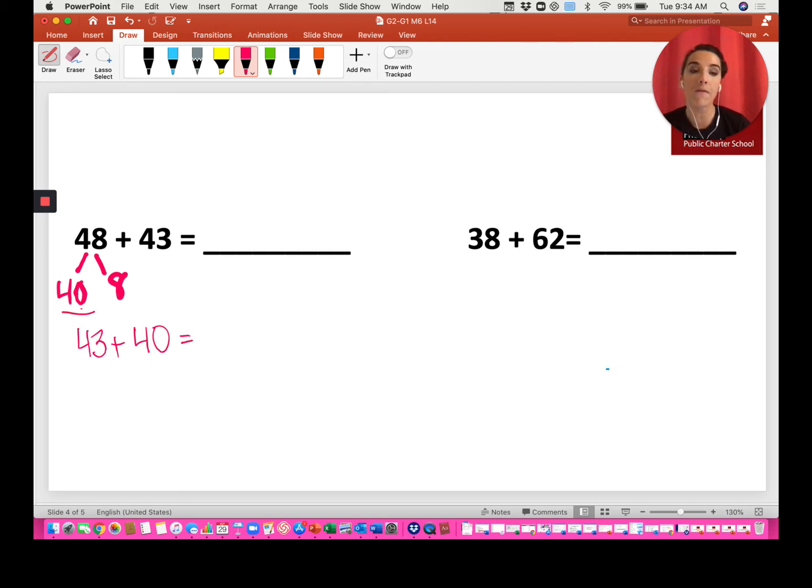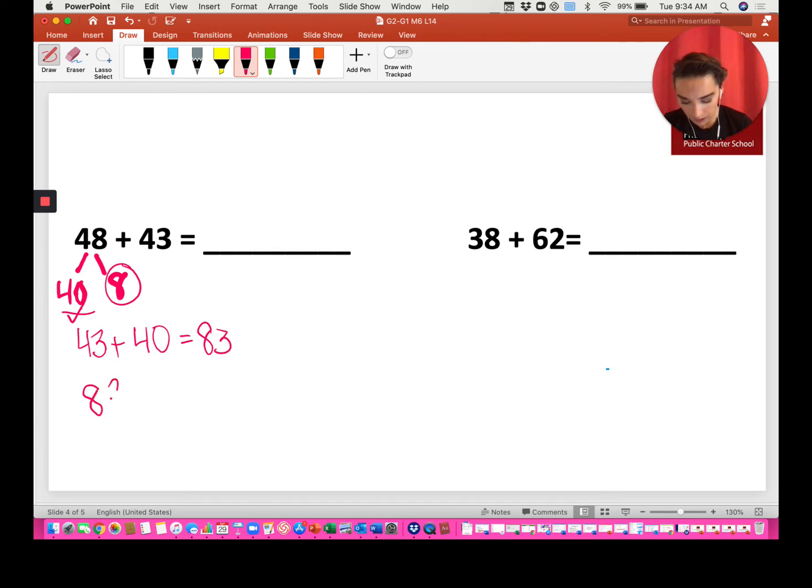43 plus 40, if I start at 43 and skip count by 10s 4 times, what number will I get? Well, you should have said 43, 53, 63, 73, 83. And so I get 83. Good. Now, since I added that 10, I need to add my 8 ones.